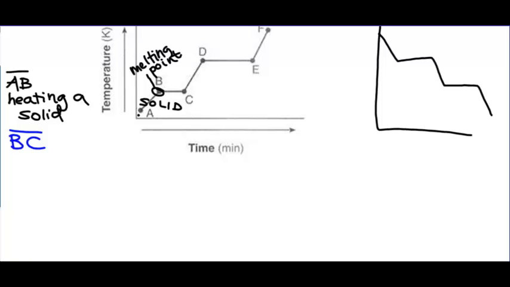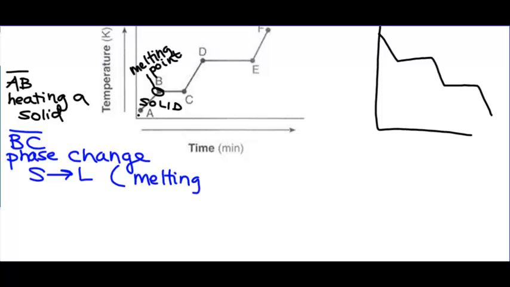Thank you. B to C is a phase change because it's flat. And what we're doing is changing the solid into the liquid. What is the name of that phase change where you turn a solid into a liquid? It's called melting, okay?